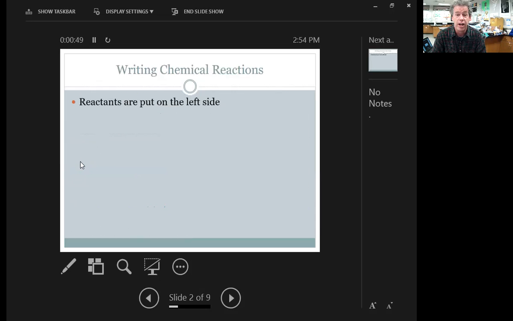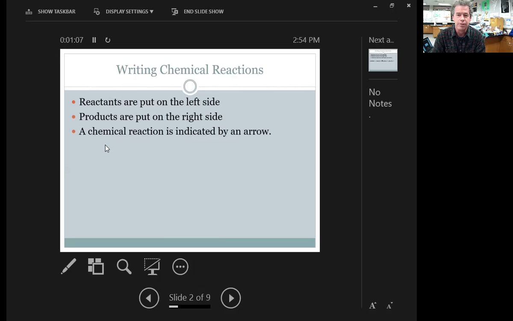Now, in chemistry, when we write chemical reactions, we put the reactants on the left side. So the reactants are the things that go into the reaction. And then the reaction happens, and then the products are what's made as a result of the reaction. And to indicate the reaction, you put a little arrow. So a generalized format for this would be reactant 1 plus reactant 2, the arrow means reacts to yield, product 1 plus product 2.